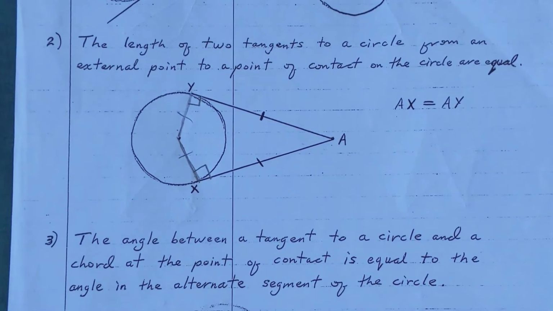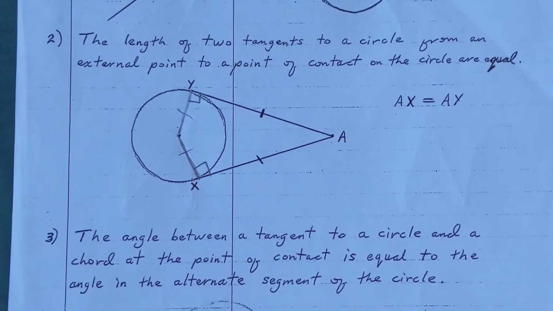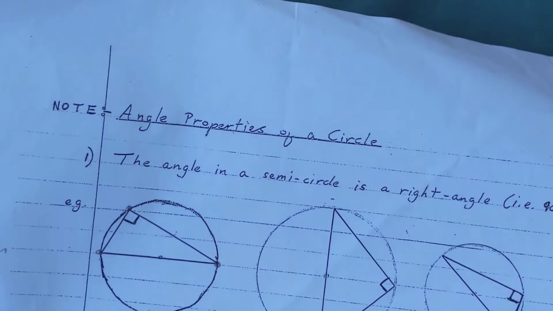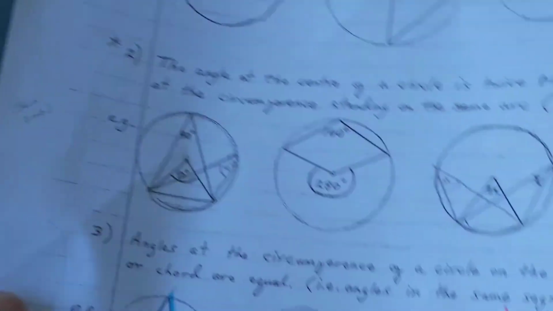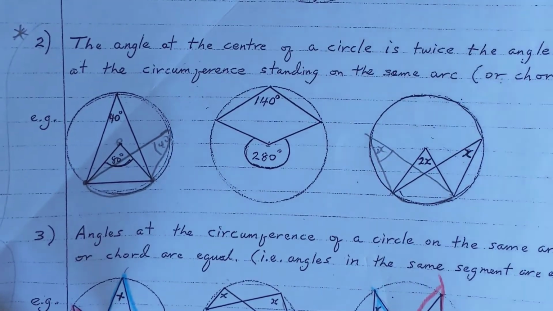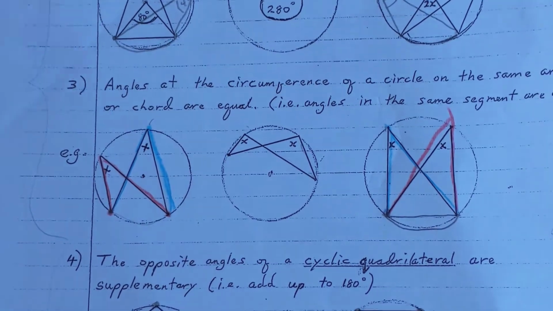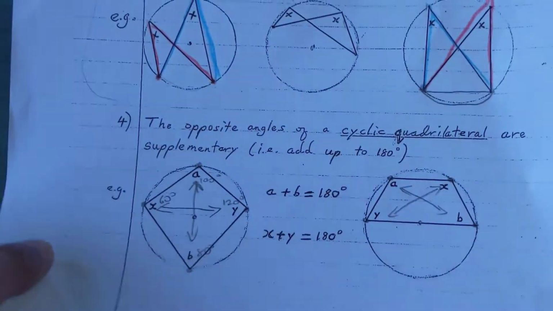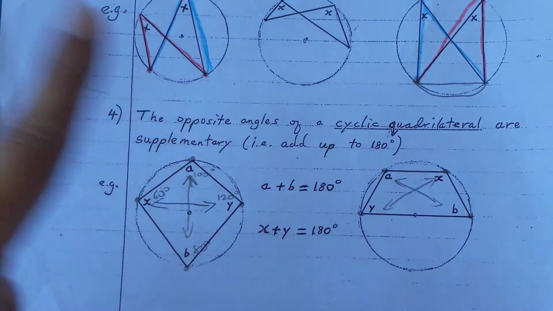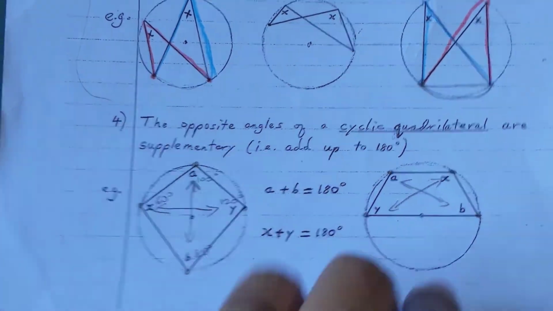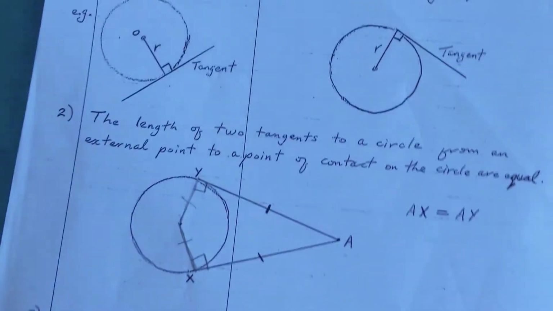All right, so we're down to the last main rule we need to look at. Just to recap quickly, the angle in a semicircle is 90 degrees. The angle at the center is twice the angle at the circumference and vice versa. Angles on the same arc are equal. Cyclic quadrilaterals have all 4 points resting on the circumference, and the opposite angles add up to 180.